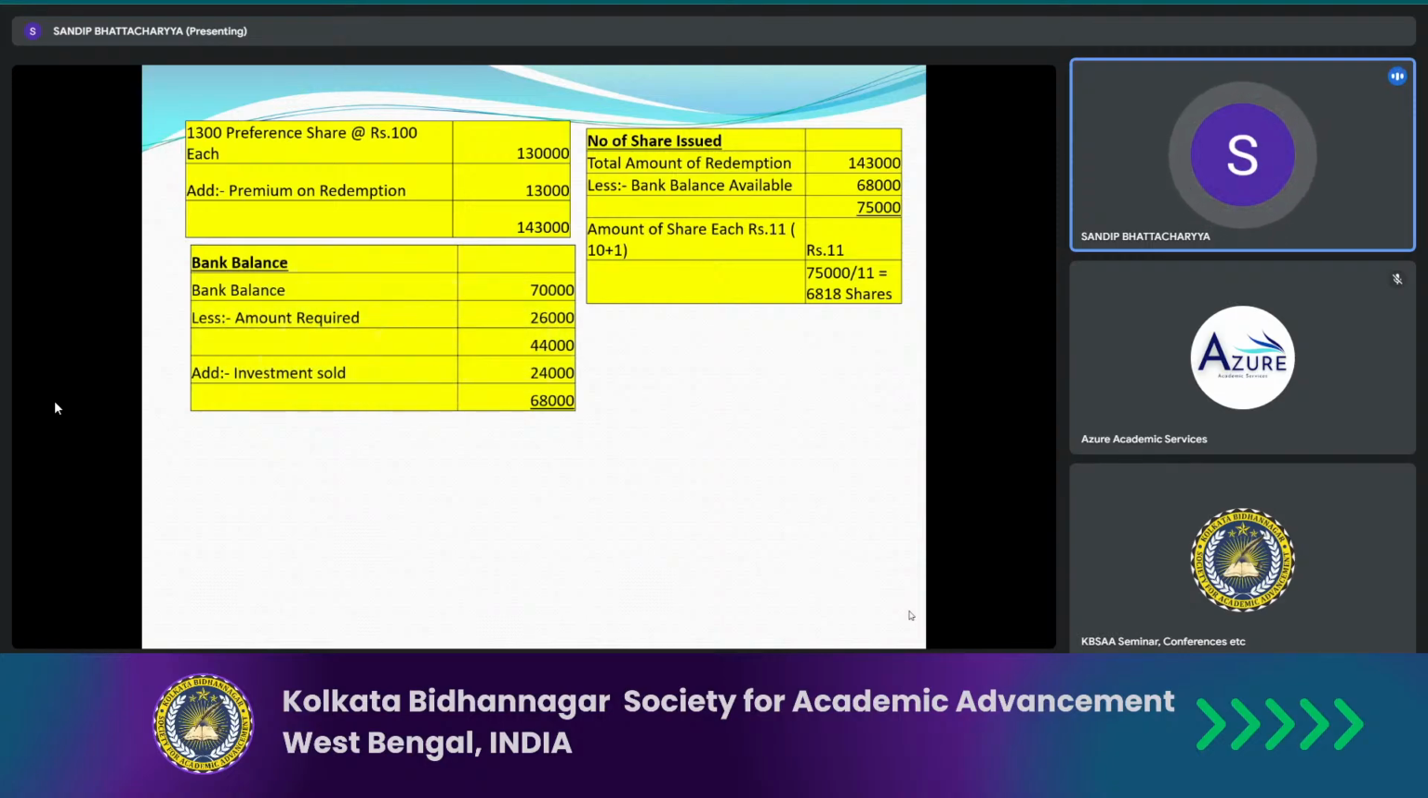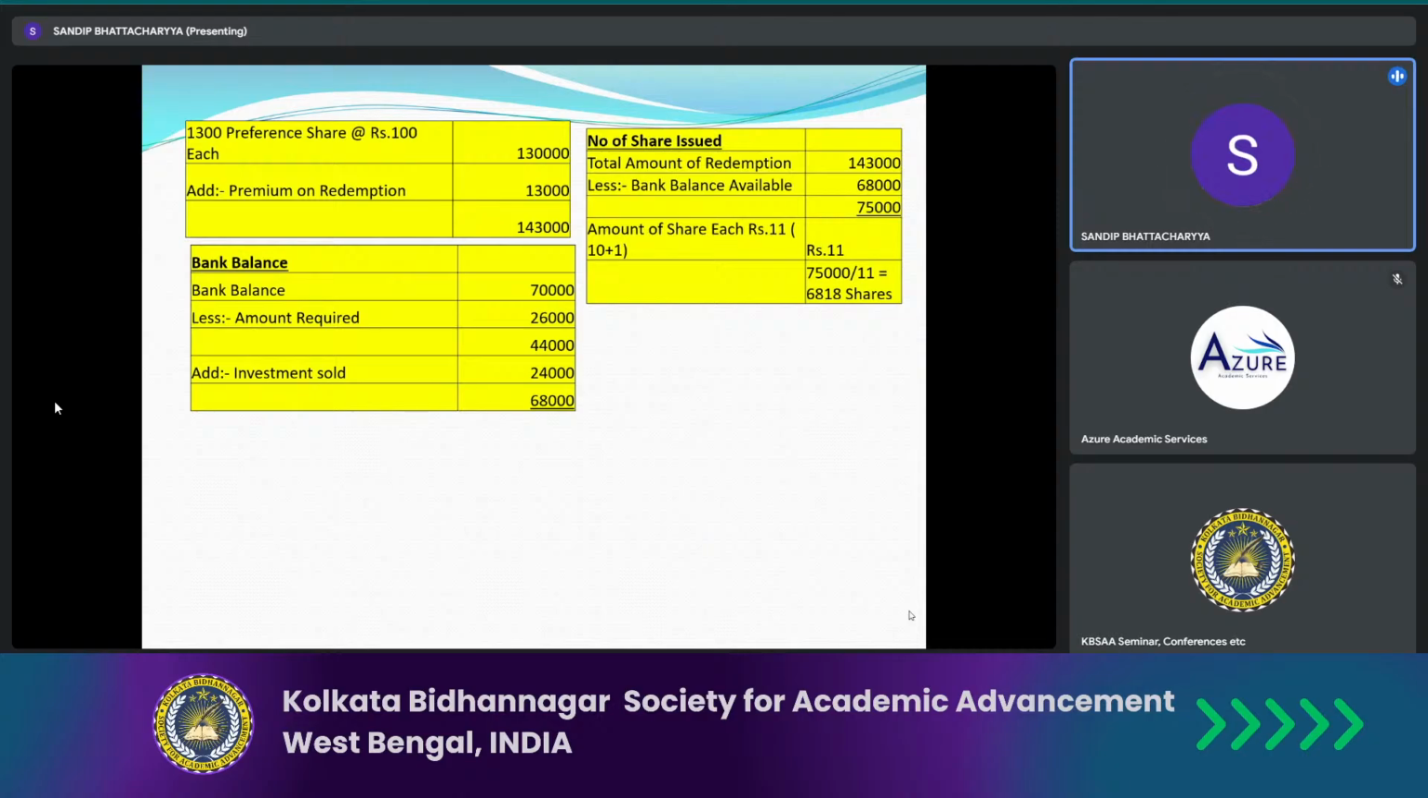Now you can see how much bank balance is available. As you see in my balance sheet, cash or cash equivalent is 70,000. But out of 70,000, it was mandated in the balance sheet that 26,000 is the minimum amount of requirement. So the bank balance is 70,000, subtracting the mandated amount in my bank account, that is 26,000, so you need to utilize only 44,000.